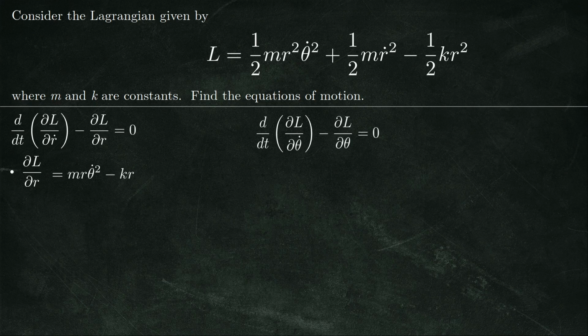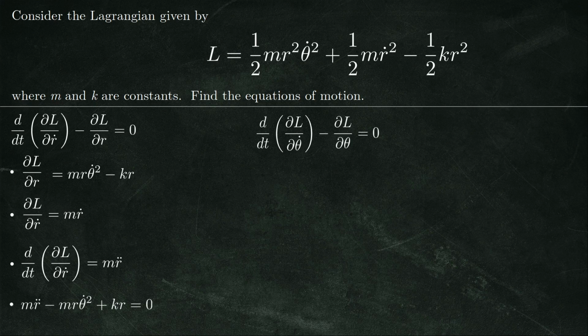Next, we're going to calculate dL by dr dot, and that's just m r dot. Then we're going to do the time derivative of this, and we get m r double dot. And we put all of that together, and we have m r double dot minus m r theta dot squared plus kr equals 0. And I'm not going to rearrange it into a different form.